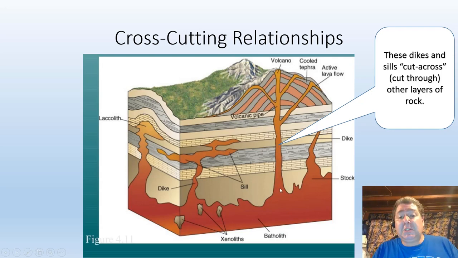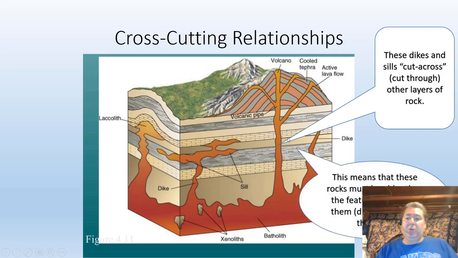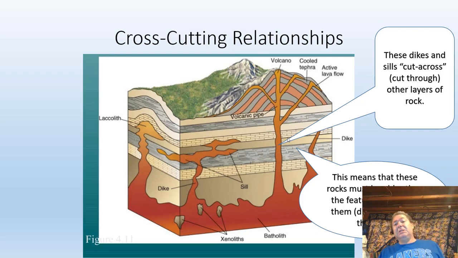Therefore, this must be younger. How do we know that? Because you can't cut through this rock if this rock's not there. So here I would say we have older rocks, then younger, younger, younger rocks, and then the intrusion of this big magma body, which caused a bunch of dikes and sills to cut through it. So again, this means that these rocks must be older than the features that cut them. The rocks are older, and the dikes and sills cutting through them are younger.